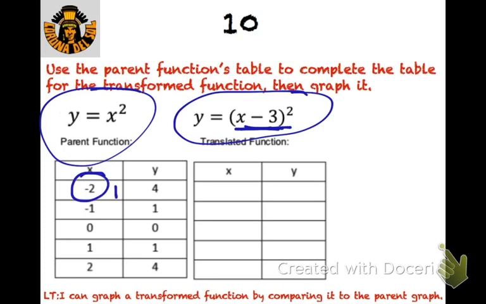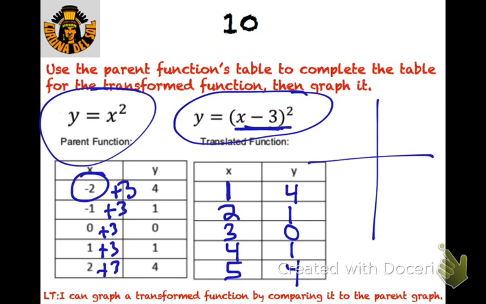So -2 plus 3, that's going to be a 1 there for the new x-coordinate. -1 plus 3, that's going to be 2. 0 plus 3, that's going to be 3. 1 plus 3, that's going to be 4. 2 plus 3, that's going to be 5. Now there's nothing here that affects the y-coordinates, so the y-coordinates would stay exactly the same.